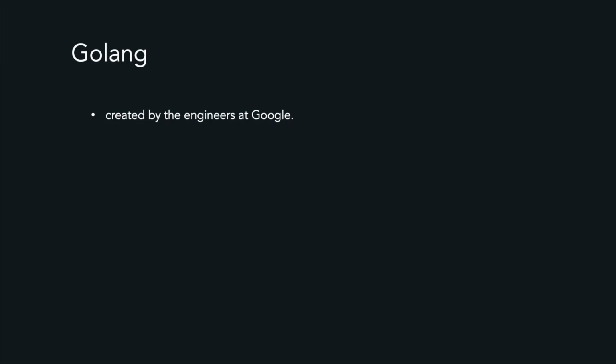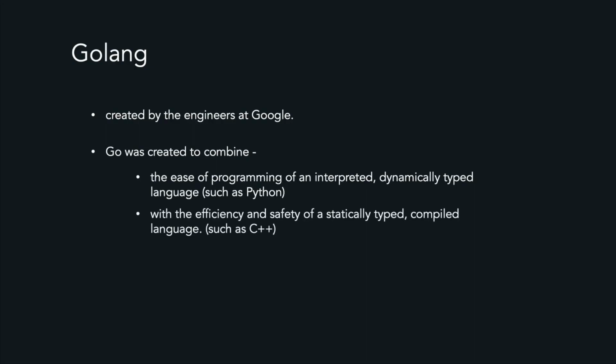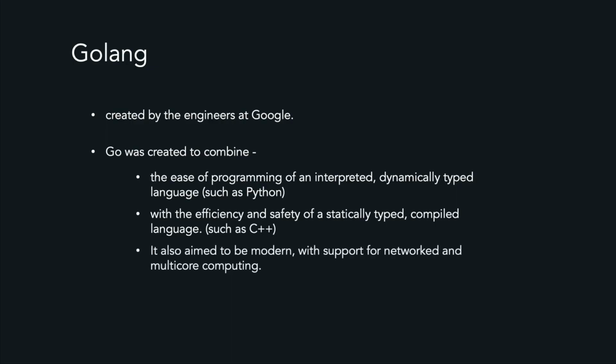So Go addressed these issues by attempting to combine the ease of programming of an interpreted, dynamically typed language such as Python with the efficiency and safety of a statically typed, compiled language such as C++. And it also aimed to be modern with support for networked and multi-core computing. Golang is a compiled programming language, which means that the source code, which is the code you write, is translated into a language that your computer can understand. Therefore, before we can write a Go program, we need the Go compiler. So let us see the steps to install Golang and set it up in our systems.